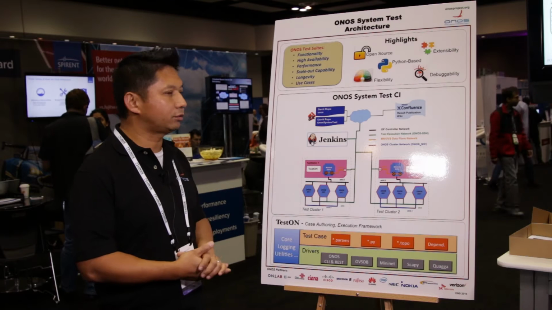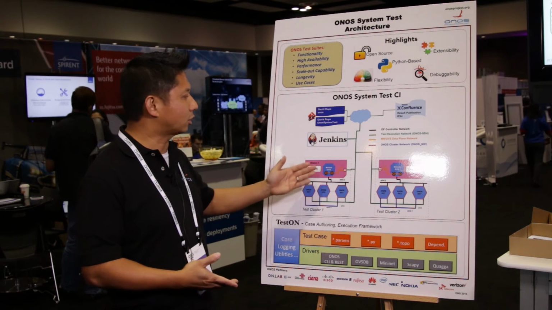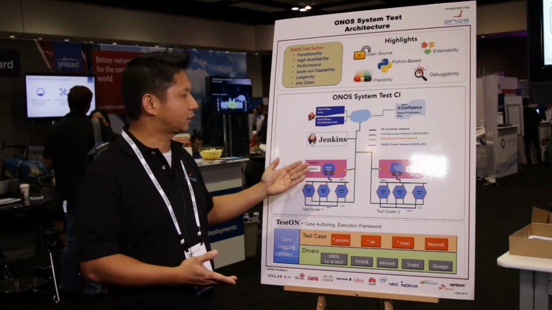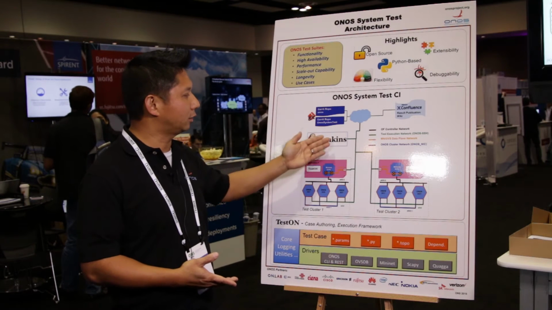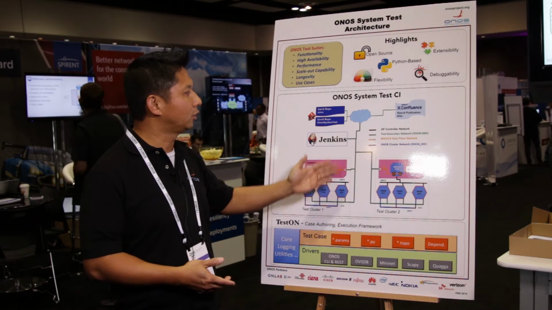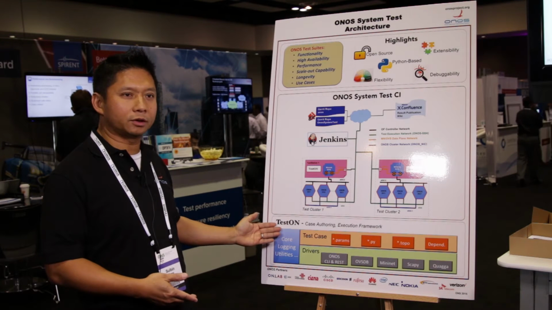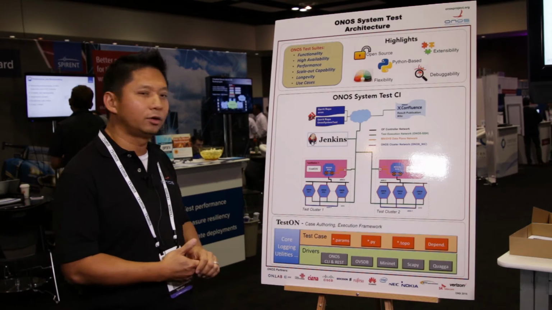And then we use the industry-standard open source CI tool, Jenkins, to orchestrate this whole test setup, including pulling the latest code from ONOS and the test code, and when the test is finished, publishing the results.